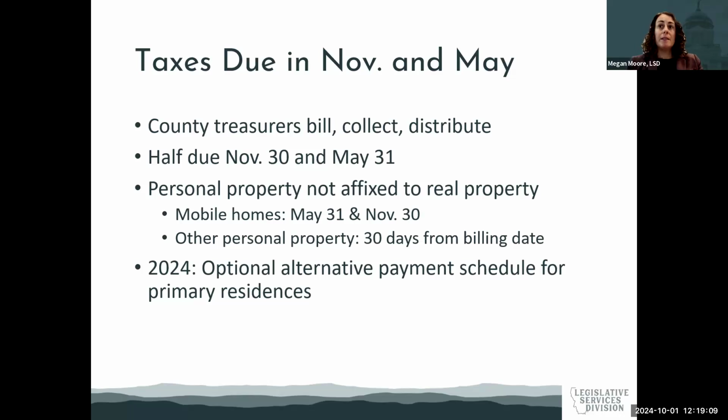Also, beginning this year, the legislature authorized an optional alternative payment schedule for primary residences in 2023. This allows the owner of a primary residence to apply to pay their property taxes in 7 equal payments beginning in November and ending in May, with the payments due at the end of each month. As I said, this does require an application process, and those applications were due by September 30th for this year.